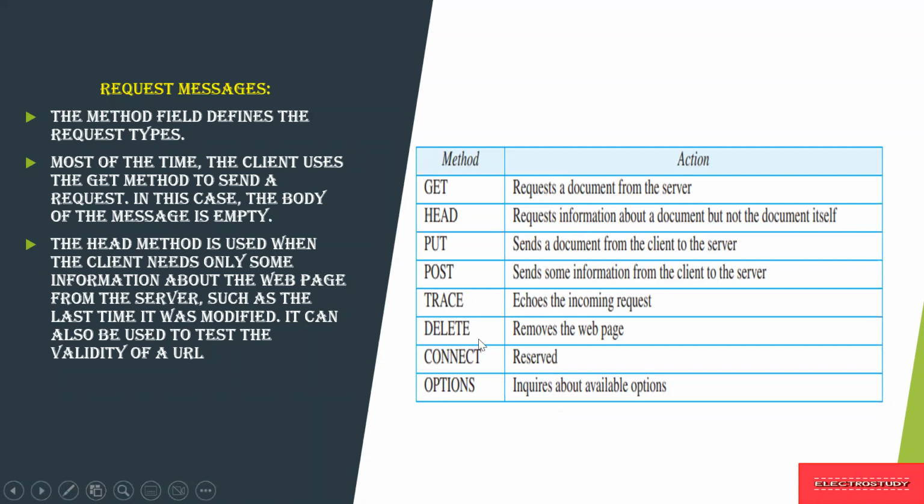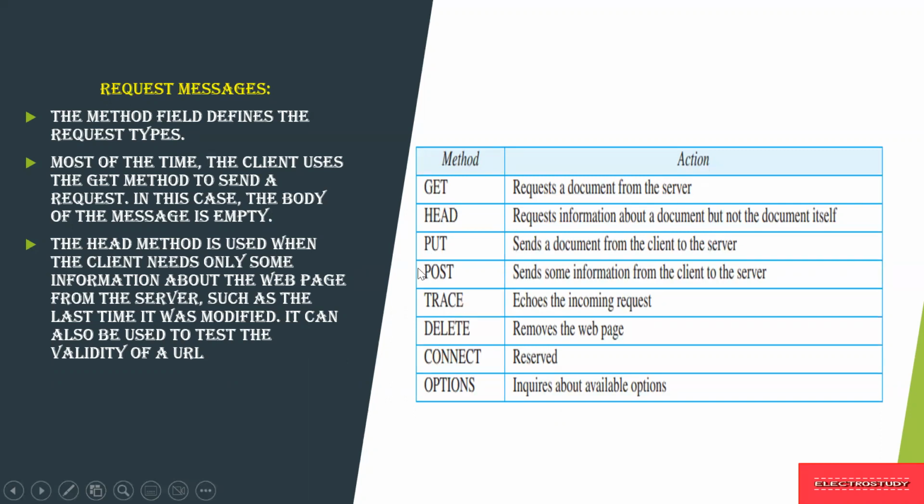Then next, delete is removing the complete web page if it is not required. Connect is reserving some website by first making a connection between the client and the server. Next is options, that inquires about the available options, what other different options are available to fetch the data and communicate with the server. So these are the request methods that have been followed, right?